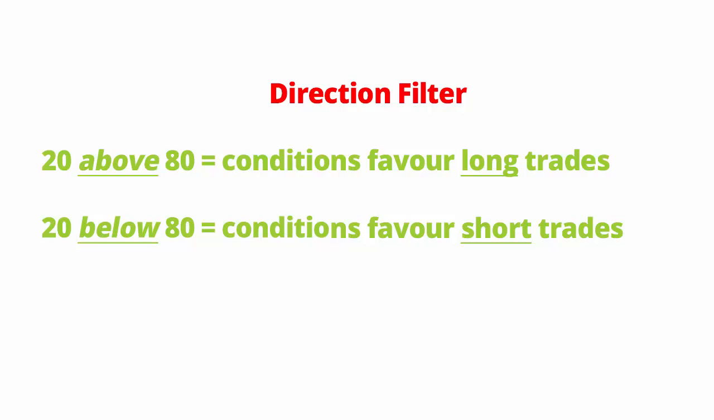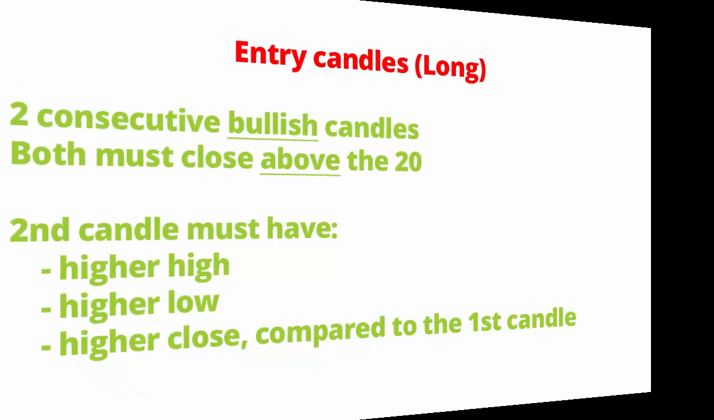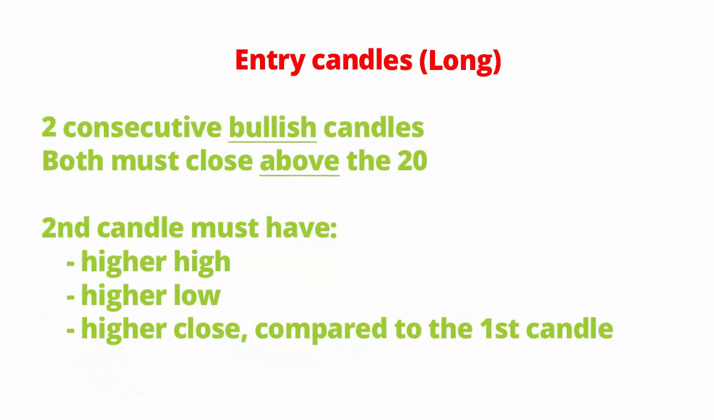Conversely, if the 20 simple moving average is below the 80 simple moving average, I would only look for shorting opportunities because this could mean that price is trending down. This is how the direction filter works. I use simple price action analysis on candlesticks to find entry. Since this is a momentum strategy, I need to see evidence of price pushing in the same direction as the filter before I want to enter a trade.